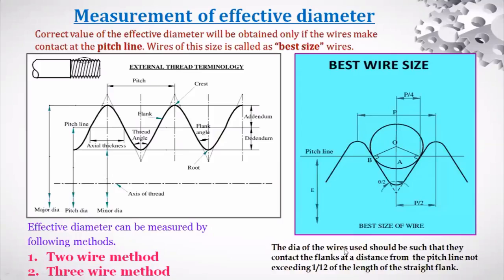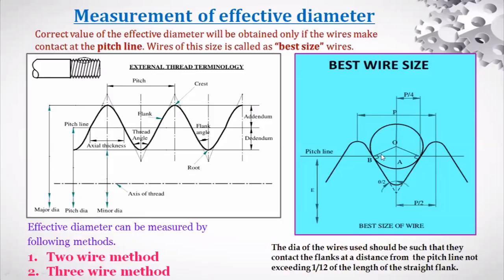The diameter of the wires, if you place them on the screw thread here, the diameter of the wires used should be such that they contact the flank. Flank means this, right? You can observe the flank here also. They should contact the flank at a distance from the pitch line. So this is the pitch line. From the pitch line, not exceeding 1/12 of the length of the straight flank. That is the condition. If that condition is satisfied, then it is considered the best wire size.